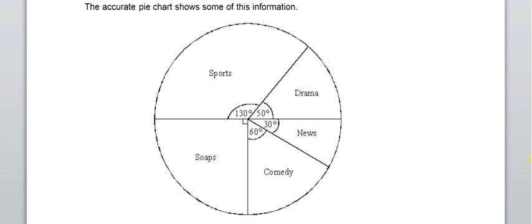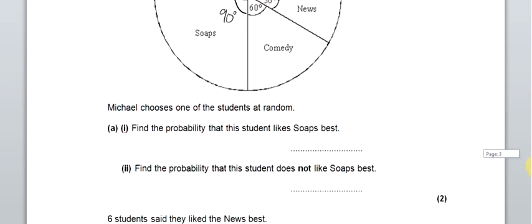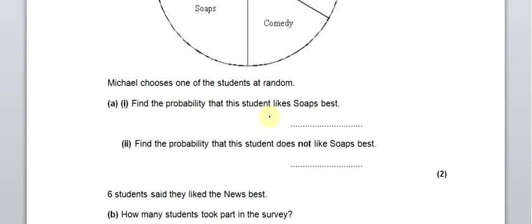Well, soaps. Look at the angle. It's a straight 90 degrees. Now remember, probability, fraction, decimal, percentage, well, soaps is 1/4. So the probability is 1/4 that a student likes soaps best, and the probability a student does not like soaps best is all the rest, 3/4.